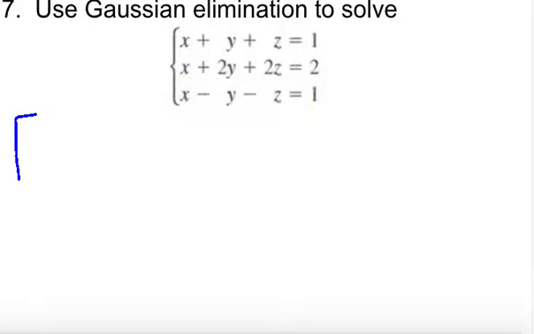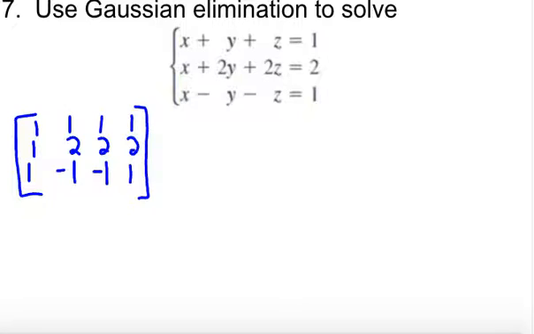Okay, I'm going to start with my augmented matrix: 1, 1, 1, 1; 1, 2, 2, 2; 1, negative 1, negative 1, 1. Okay, so we want to get it in row echelon form. Remember, our goal is to get a 1 here. Hey, look, we already have a 1 here. That's so nice. And we want to get zeros all the way below.